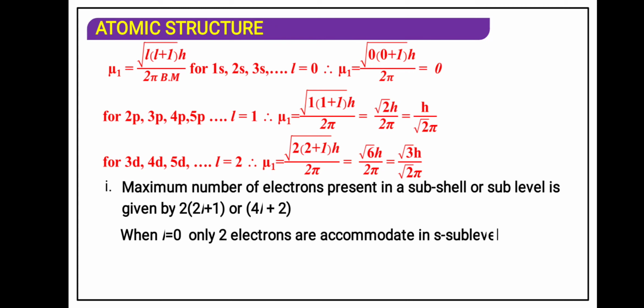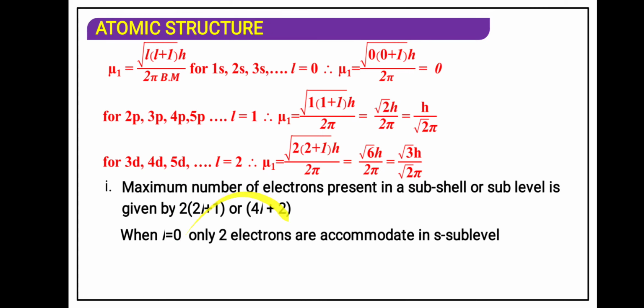And the maximum number of electrons in the subshell, that is SPDF, is given by 2 into (2l plus 1), where l is the azimuthal quantum number. If you take this 2 inside, it will be 4l plus 2. So remember the formula, 2 into (2l plus 1).